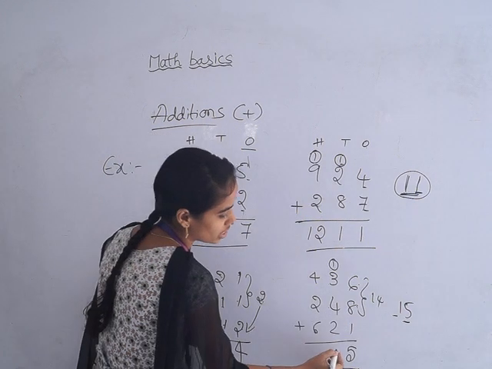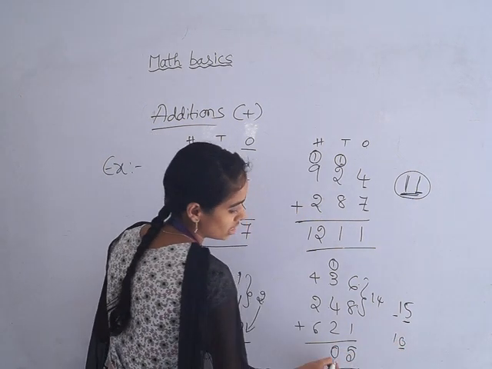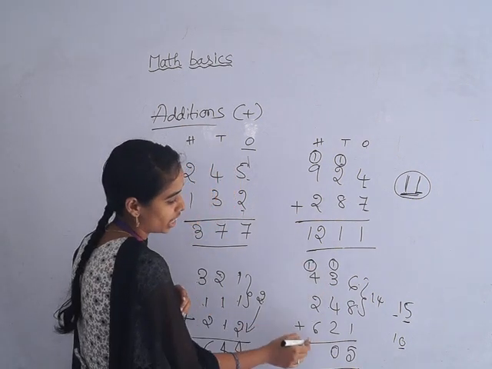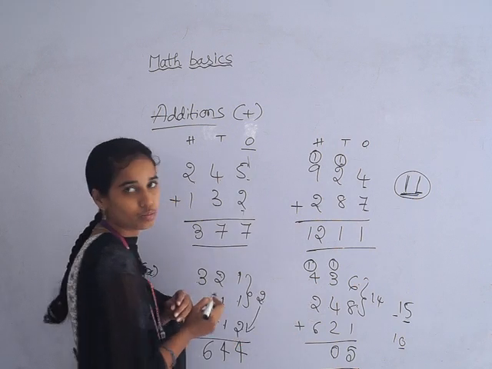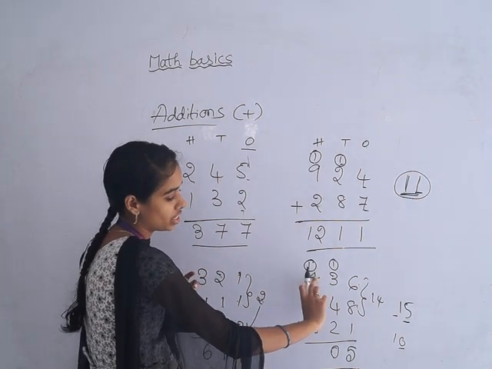9 plus 1 is 10. Again 10 means 10 has 2 digits. Ones place number right here, tens plus carrying. So add this one. 4 plus 2.